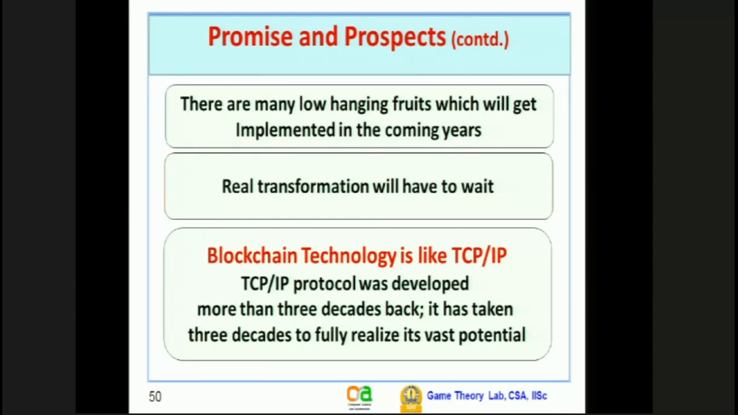I would say that blockchain technology is also like TCP/IP. It may not take 30 to 40 years, but it will definitely take 10 to 15 years for the full power to be realized.